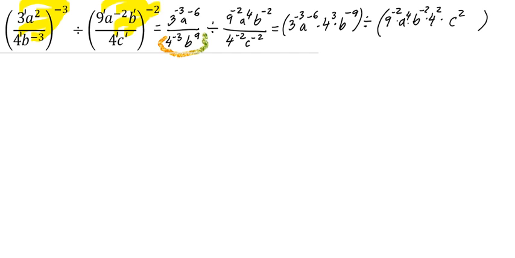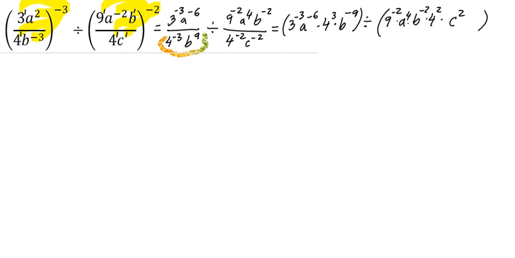Now we're doing division here, so that means we need to subtract exponents. But before I do that, let's look at what we have. We need to look for things with the same base. So a we have in both parts, b we have in both parts, number 4 we have in both parts, but we don't have a c and we don't have 3. So we have to be a little bit creative here.